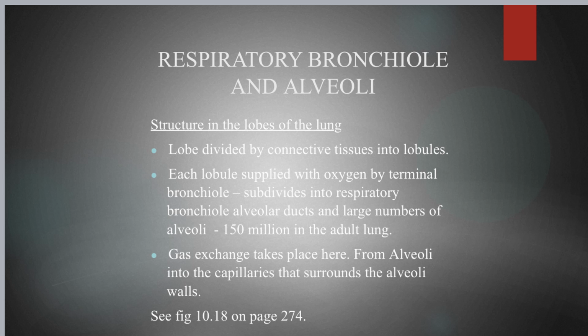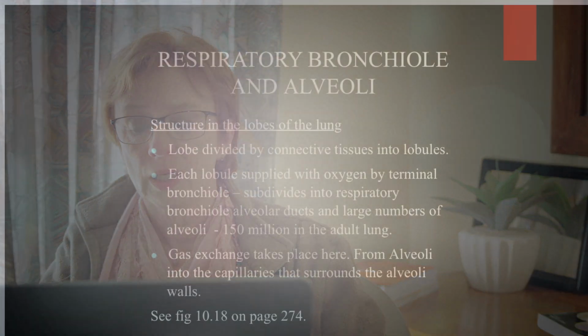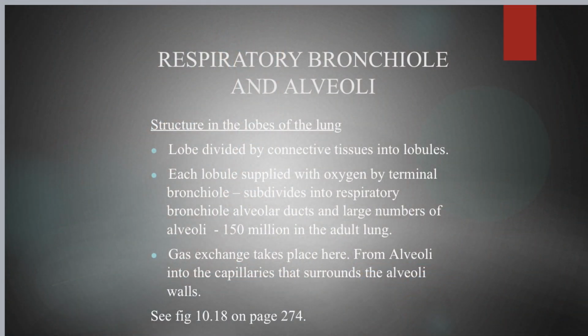They are the structures in the lobes of the lung. The lobes are divided by connective tissues into lobules. Each lobule is supplied with oxygen by terminal bronchioli, and they subdivide into respiratory bronchioli, alveolar ducts, and large numbers of alveoli. Each person actually has 150 million alveoli in an adult lung, and this is where gas exchange takes place.